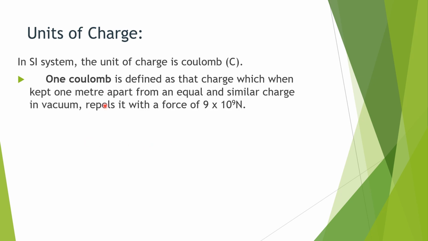Along with this, we have a definition for 1 Coulomb, that is from the equation of Coulomb's law. F is equal to 1 by 4 pi epsilon naught Q1 Q2 by R square. So in that particular equation, if you substitute the charges Q1 and Q2 as 1 Coulomb and the distance as 1 meter, the equation reduces to F is equal to 1 by 4 pi epsilon naught alone, and that value of that constant is 9 into 10 raised to 9 Newton. So from that we are defining 1 Coulomb. So the definition is: 1 Coulomb is defined as that charge which when kept 1 meter apart from an equivalent similar charge in vacuum repels with a force of 9 into 10 raised to 9 Newton. This is just the definition you need to remember.